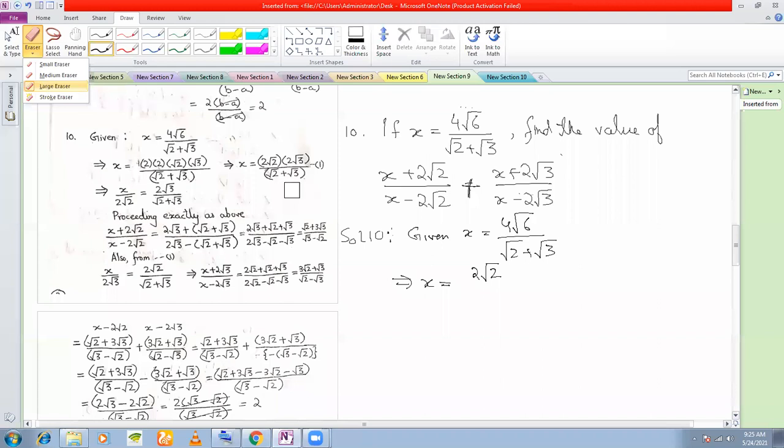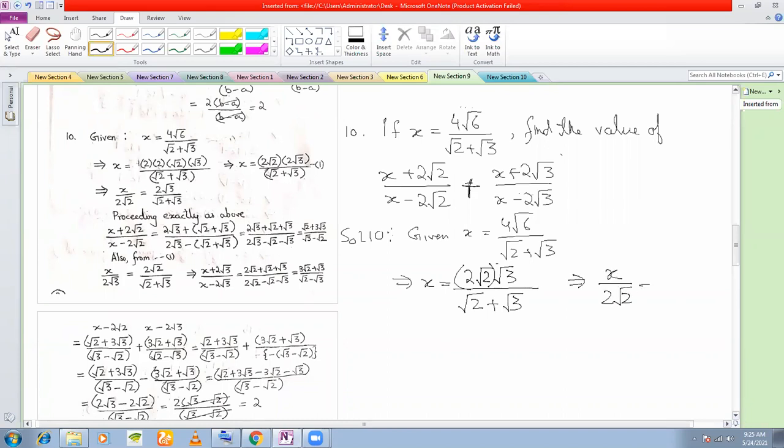Or before that, let me just write this 4 root 6 as 2 root 2 into 2 root 3. Root 6 can be written as root 2 into root 3, right? So now we are getting a 2 root 2 here divided by root 2 plus root 3. So now if you divide both sides by 2 root 2, you're going to get x by 2 root 2 is equal to root 3 divided by root 2 plus root 3. Now we are going to use componendo and dividendo: numerator plus denominator by numerator minus denominator here also.